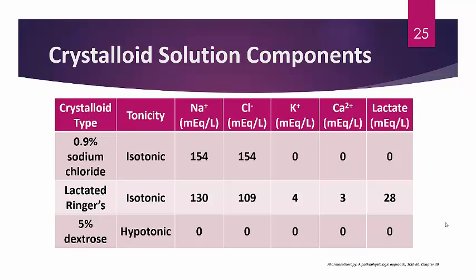I do want you to also be familiar with the different components of the basic solutions, so NS, lactated Ringers, and D5. So remember, tonicity-wise, sodium chloride and lactated Ringers are isotonic, D5 is hypotonic. Remember, it's important to be familiar with all these different values here, because depending on which solution you have, you may develop electrolyte disorders as a result. It's important to note that lactated Ringers has 4 milliequivalents per liter of K.